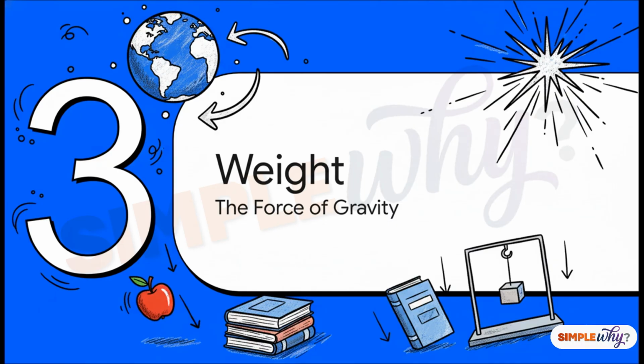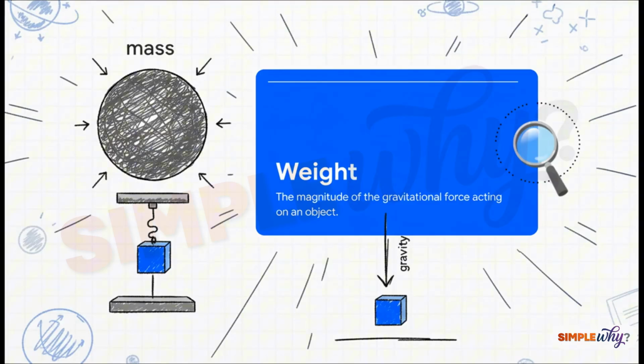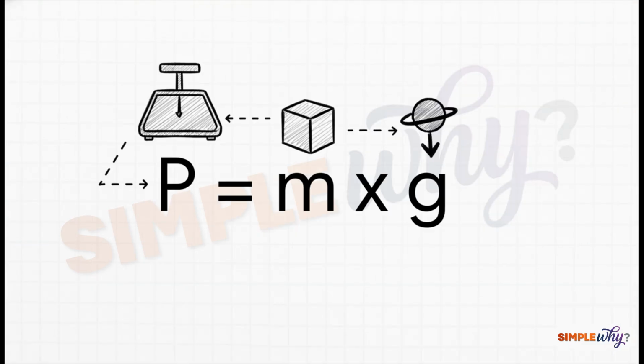Okay, so if mass is the stuff, then where does weight fit in? Well, this is where a very familiar force makes its grand entrance. I'm talking about gravity. So here's the big difference. Unlike mass, weight isn't something an object just has. It's not part of its identity. Instead, weight is a force. To be specific, it's the measurement of how hard gravity is pulling down on all that stuff, on all that mass.